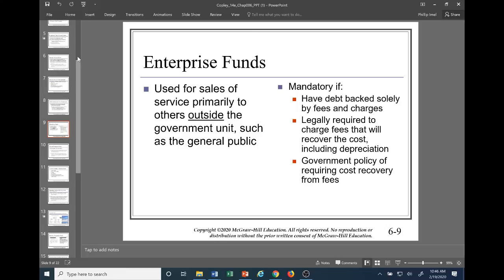An enterprise fund would also be mandatory if it's legally required to charge fees that will recover the cost, including depreciation. So if we're trying to recover that cost, and we're legally required to do so, we have to have an enterprise fund, because that's our bread and butter. That's how we make money, right? It's also mandatory if there's a government policy of requiring cost recovery from fees. You see the little parallel between all these.